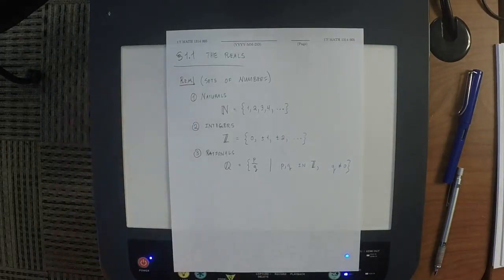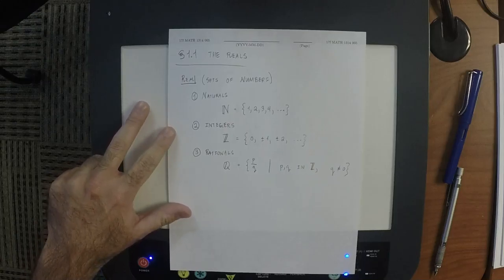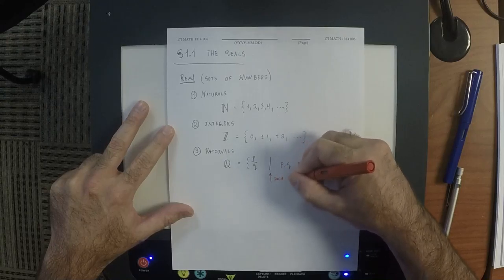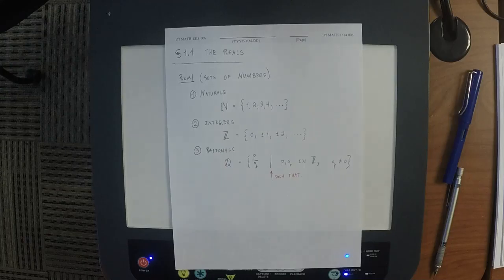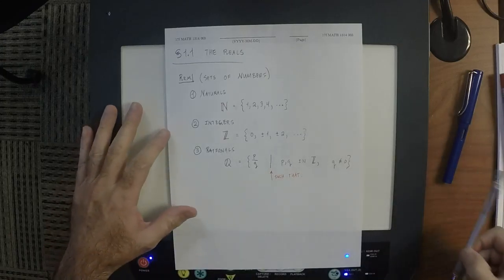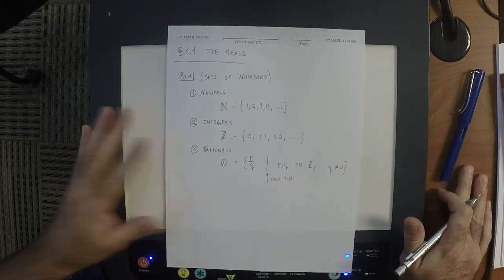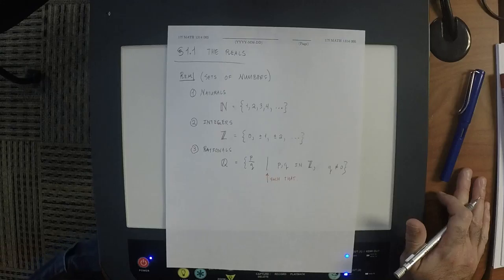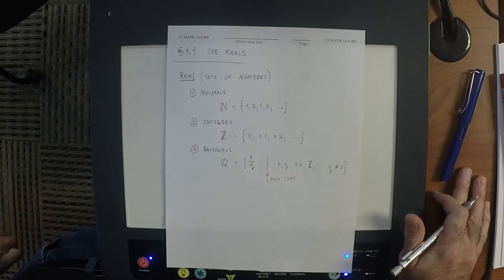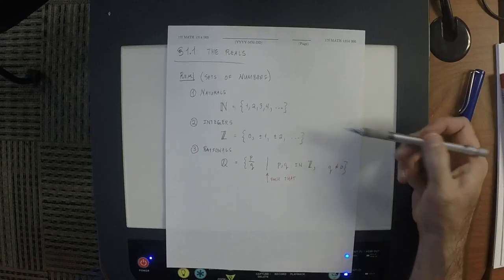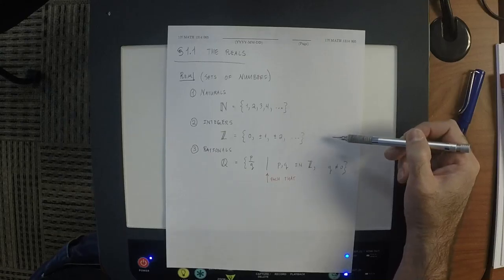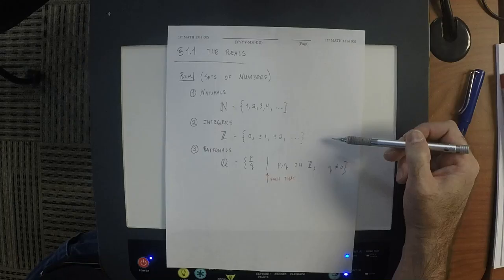So this is now the set of all P divided by Q such that P and Q are in the integers and Q is not zero. So the state of Texas assures me that you're familiar with all of this set notation. But I'll just remind you that the vertical bar means such that. The state of Texas has been known to make mistakes from time to time. So, can someone give us an example of a rational number? 2/3. That's a rational.